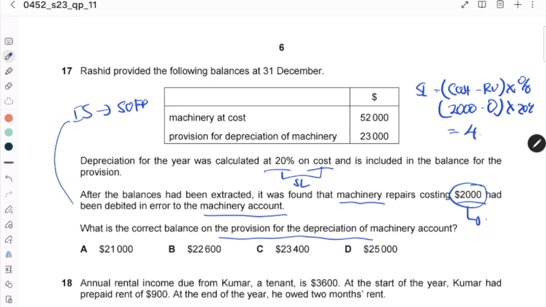So the 400 should not be included in the 23,000. So you have to deduct 400 from 23,000. So the answer is 22,600. That is the answer for 17.